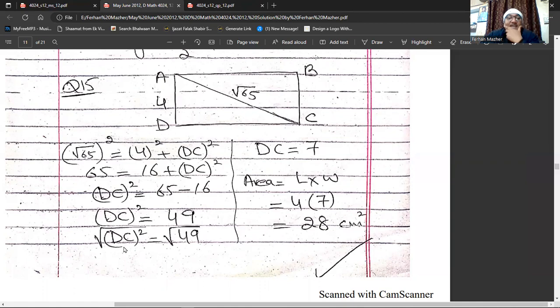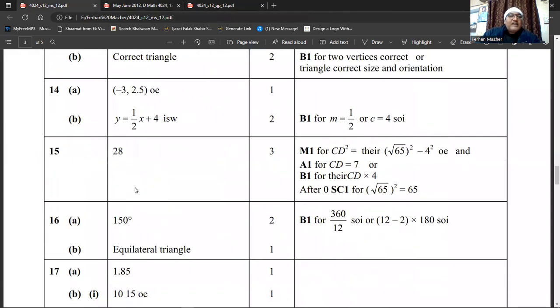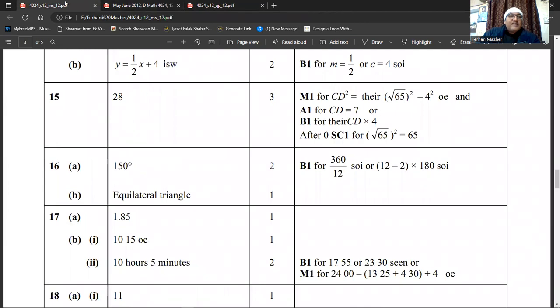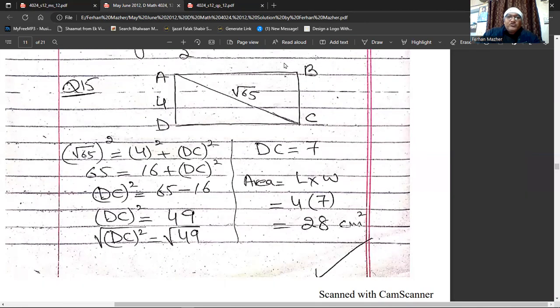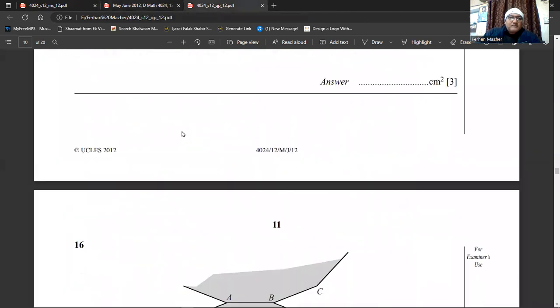Take square root on both the sides. So DC will be equal to the square root of 49, and that will be 7. So this side is 7. Now you know the length and the width of the rectangle. You can find out the area of this rectangle. The formula is very simple. Length multiplied by width is the area of the rectangle. So it will be 4 into 7, and that will be 28 centimeters square. Question number 15, 28 centimeters square is the right answer. This is the solution.